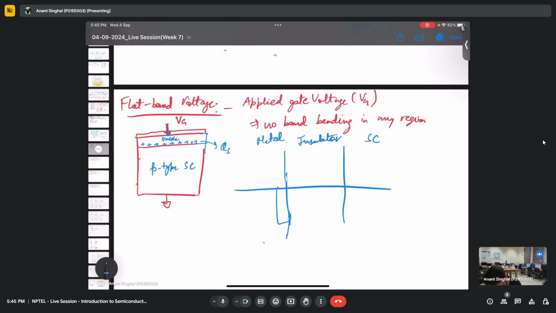Since we read in the metal semiconductor junctions yesterday that there is a negligible space charge for the metal as compared to the semiconductor, I'm making this qm, which is negative because of a lot of holes, and let's say we have some trapped charges at the insulator which are positive, which I'm denoting as qs. Does it make sense to everyone? I hope there is no doubt in this. Please let me know, otherwise I'll explain again.